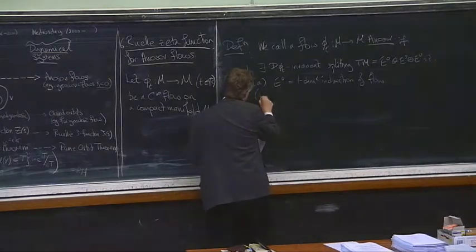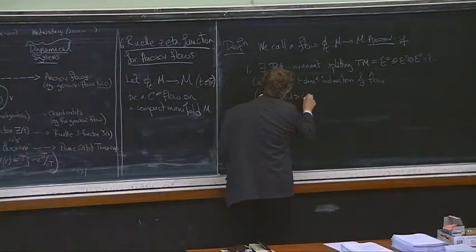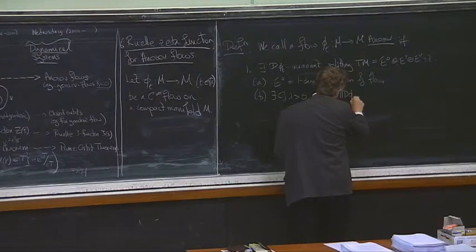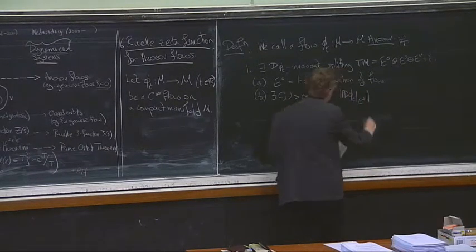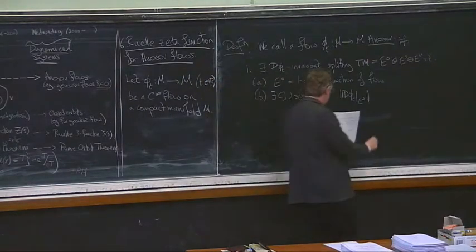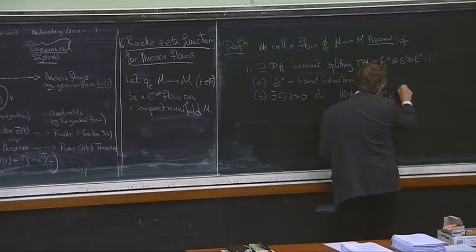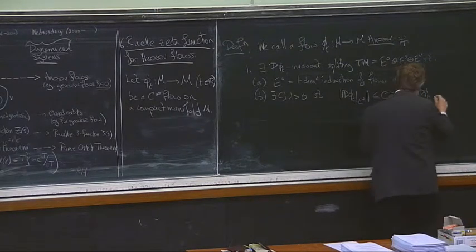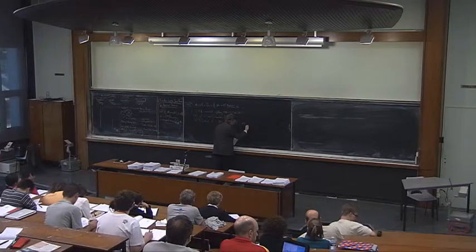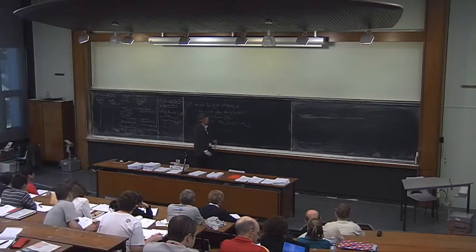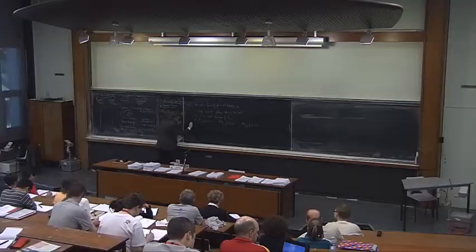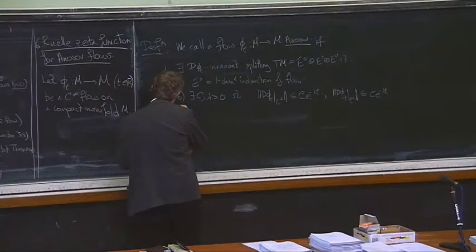And secondly, we can find constants c and lambda, which are positive, such that if you look at the derivative of the flow restricted to the bundle ES, which stands for the stable bundle, then this contracts like c e to the minus lambda t. And if you look at the derivative restricted to the unstable bundle and you flow backwards in time, then this contracts like c e to the minus lambda t. And I'll make a second assumption to make life easier, which is I will assume that the flow is transitive. And then I'll explain what all these things mean.